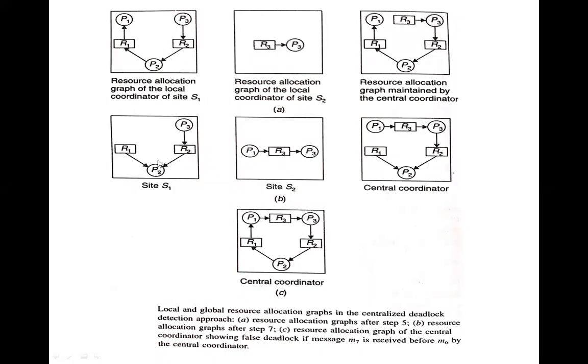This is the total figure which is being made. This is what site S1 is going to maintain after step number 5, and this is what site S2 is going to maintain after step number 5. This is the central coordinator, which is continuously receiving messages from sites S1 and S2. After steps number 6 and 7, site S1 and S2 are maintained, as well as the central coordinator. But this situation may arise if message number 7 comes first, before message number 6.